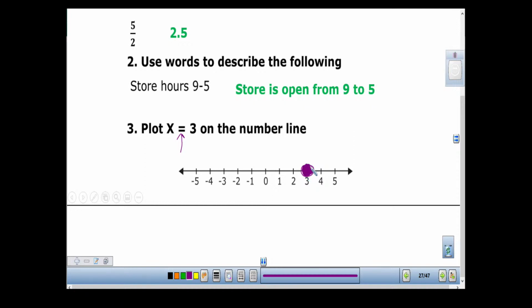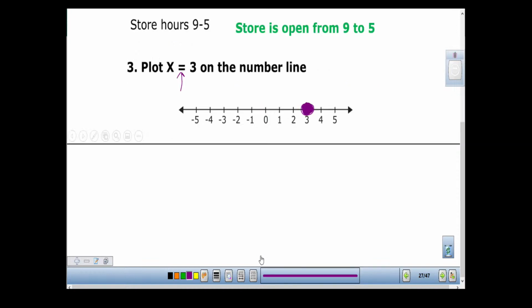Can you say with me? Bubble in the 3. Fill it in. And then you stop there, because x is equal to 3. That's the value that you include. Let me spend a couple more minutes here. So what have I said?